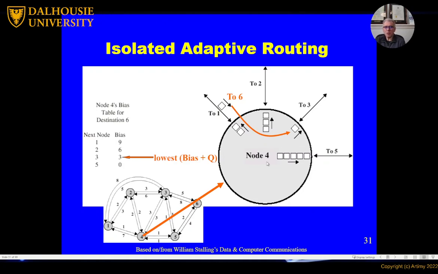Why? Because these queue lengths change over time, and the assumption is they will change depending on the status of the network. So if node 5 is busy, the queue here would be longer and longer and longer, right? So if I don't add to it, then eventually these packets will go and this link will be available again, right? So this will make routing adaptive.